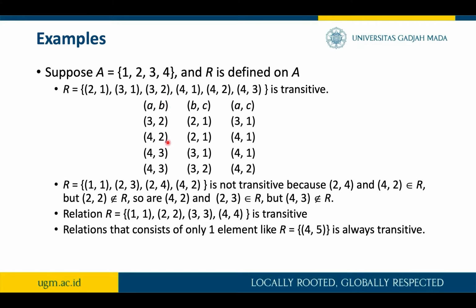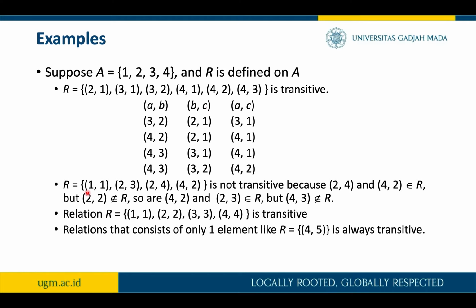Then (4,2), (2,1), and (4,1) is also here. (4,3), (3,1), and (4,1) is also here. And we also have (4,3), then (3,2), and (4,2) is also here. So this is a transitive relation.